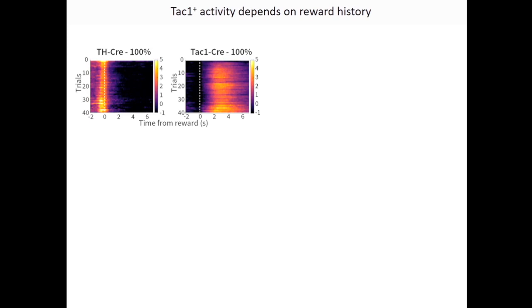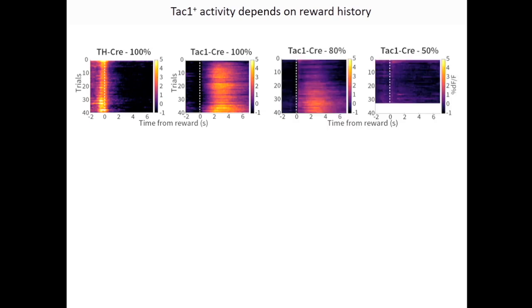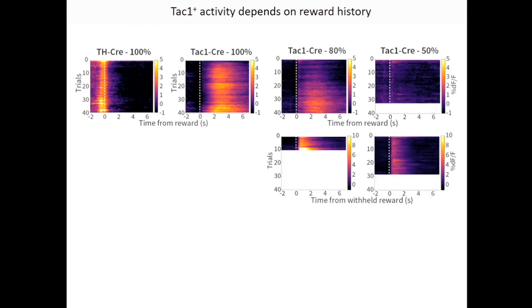What's interesting is if I look at this same data plotted in the same way, but for the other types of experiments that I've done where there's randomly interleaved withheld rewards, the amplitude of the given rewards changes. So in the context of only being rewarded 80% of the time, the response in the Tac1 cells doesn't build up as much over the course of the session. And if I bring that down to 50, you can barely see a response, even though they're still performing the task and they're still getting rewarded. So this is something I'm interested in following up on in the future.